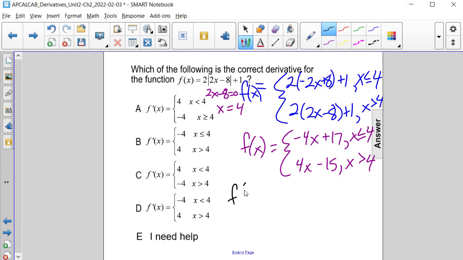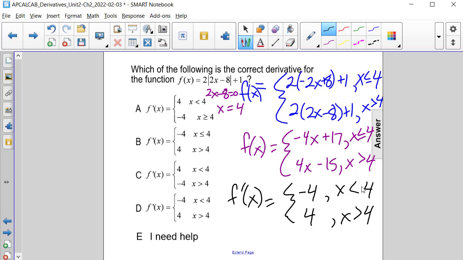So f prime of x is going to be negative 4 for x values less than 4. We'll see if the equal to works or not later on. And then if we take the derivative of the bottom, it'll be positive 4, x values greater than 4. Now, the top section initially was equal to 4.